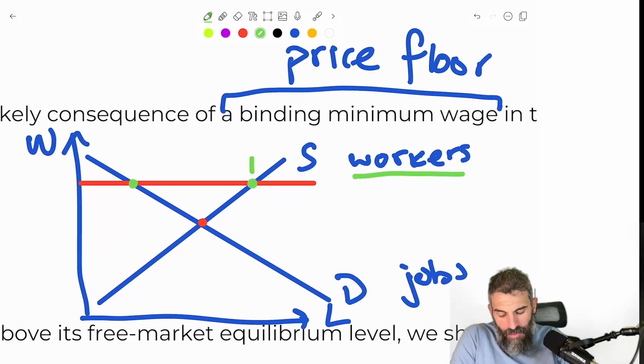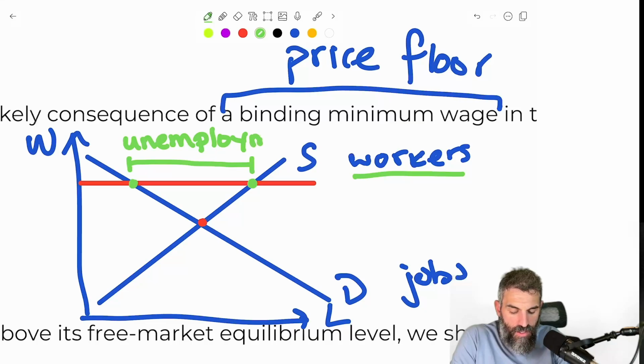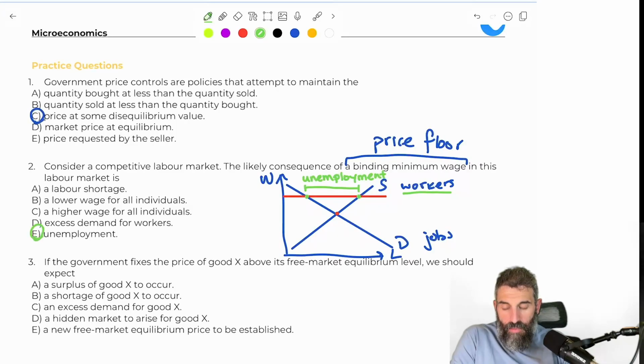So what ends up happening, this gap here that you would call a surplus when we're talking about goods, is actually unemployment. When you have too many workers and not enough jobs, that gap is unemployment. Those are all workers that cannot find jobs. So what happens is unemployment.